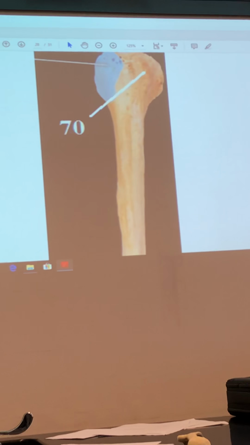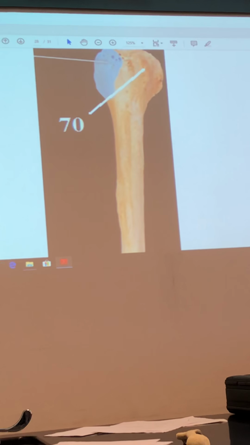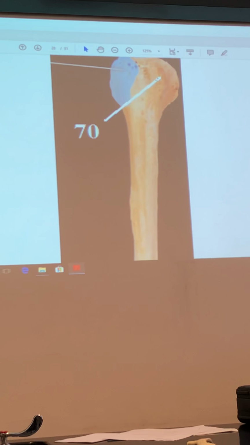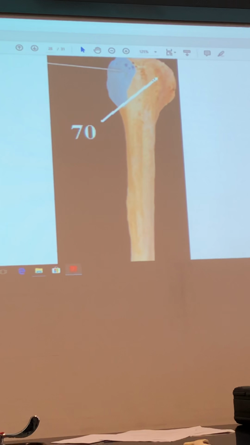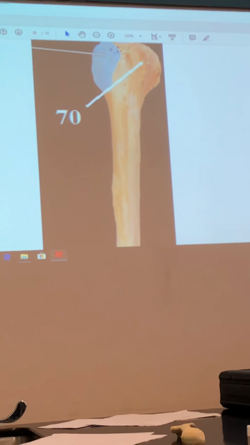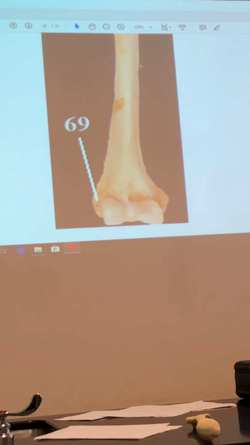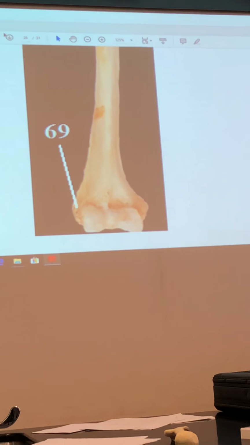Okay, we did that blue ring, but what's this bump? Lesser tubercle. Is that anterior or posterior on the humerus? It'll be anterior humerus. That's how you know which humerus you got. And then distally, there's that lateral epicondyle.